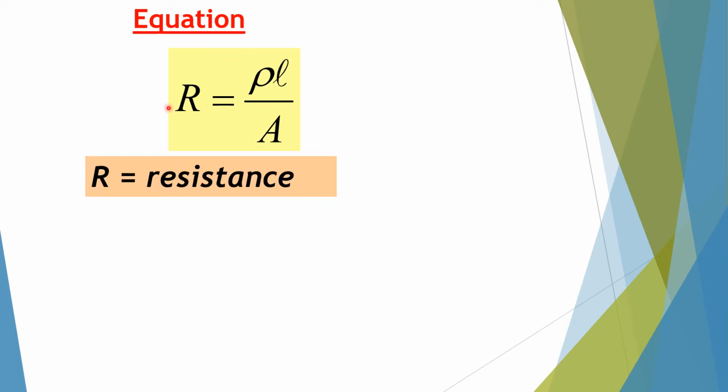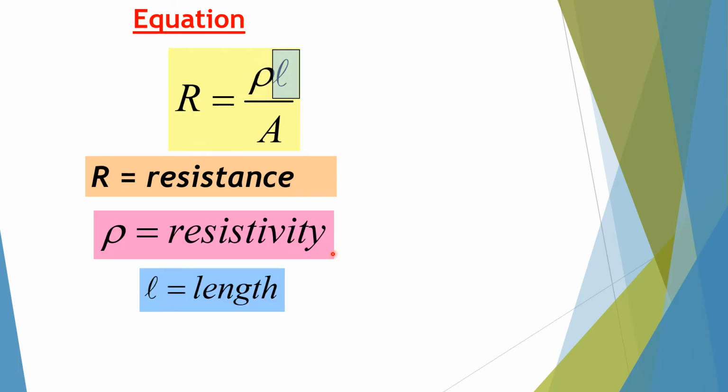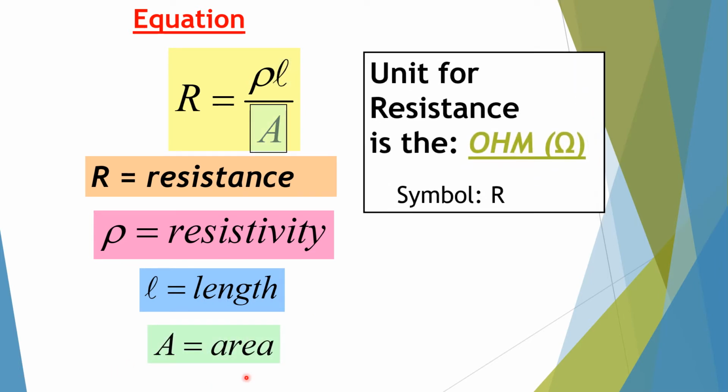We also derived this relation R is equals to rho L upon A in previous lecture. R is resistance, rho is resistivity, L is length, A is area. Unit of resistance is ohm.